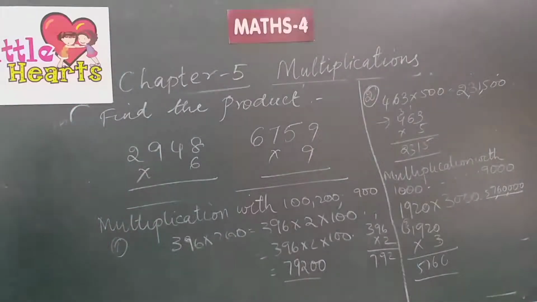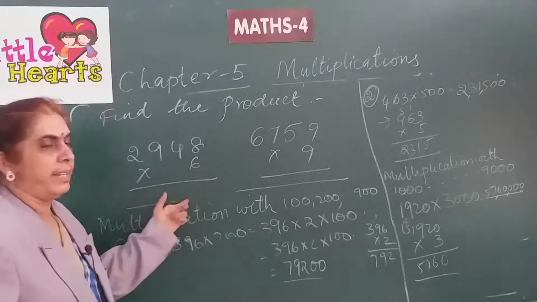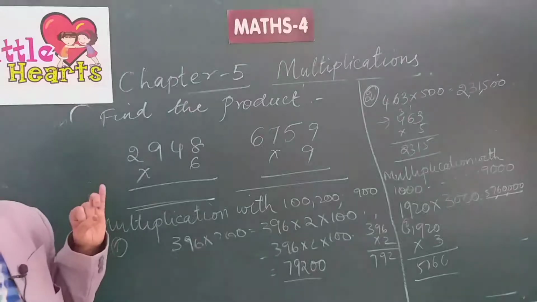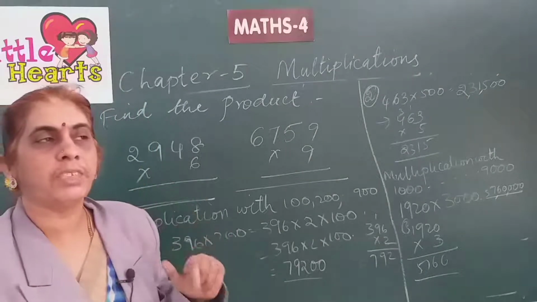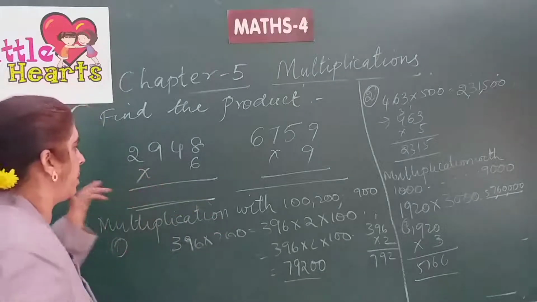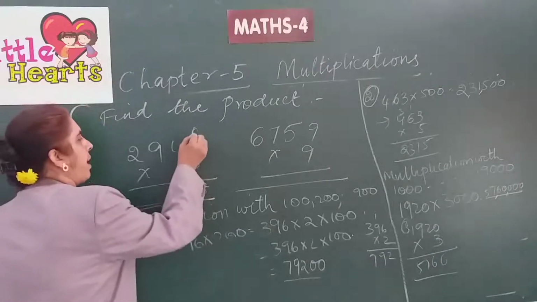Yes, children, find the product of a 4-digit number and a single-digit number. Previously, we have done it by using the long method and expansion method, which are not commonly used. This is the common method which we use. 6 8s are 48. Always start multiplying with the ones.